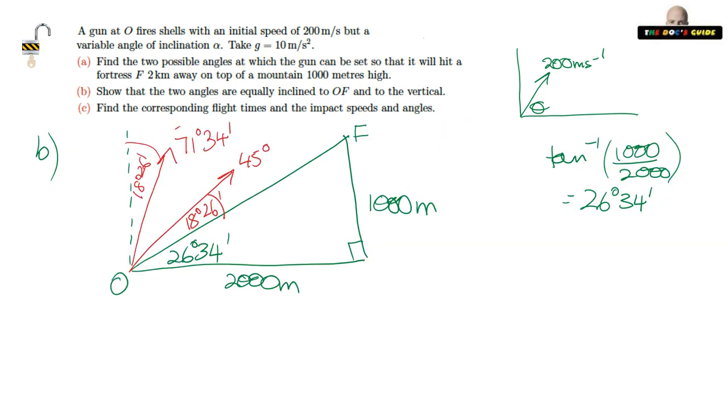Now the next part is just an odd question. Show the two angles that are equally inclined to OF and to the vertical. So if we think about the diagram for the fortress, 2000 across and 1000 up, then one launch angle of 45 degrees is at 18 degrees 26 to that. The other launch angle at 71.34 is at 18 degrees 26 to the vertical. So that's an odd question. It has nothing to do with projectile motion.